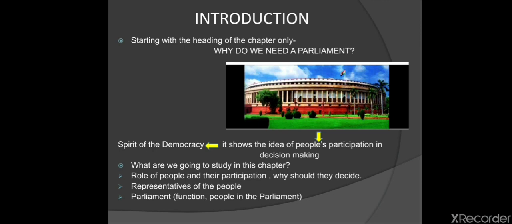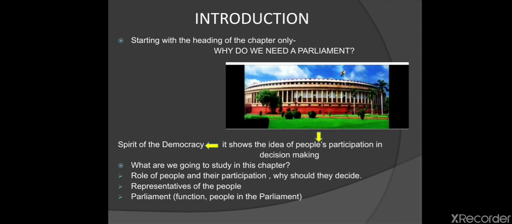Spirit of the democracy means the quality of the democracy, means the government of the people, for the people and by the people. That parliament is an organization which expresses our notions and ideas, and through that we participate in the decision making process of the country. So now what are we going to study in this chapter?